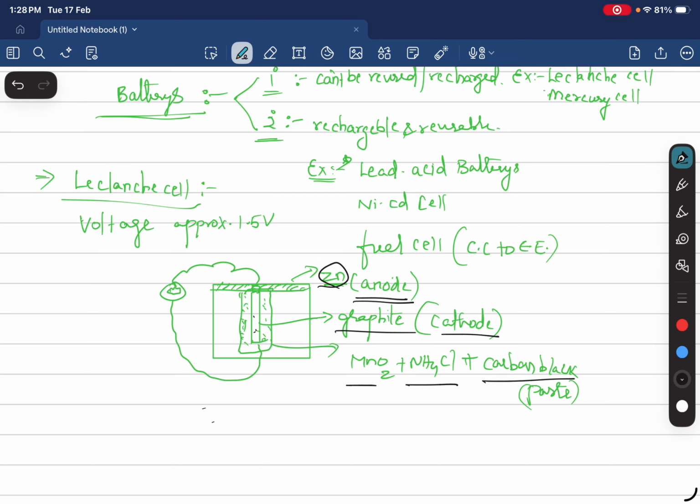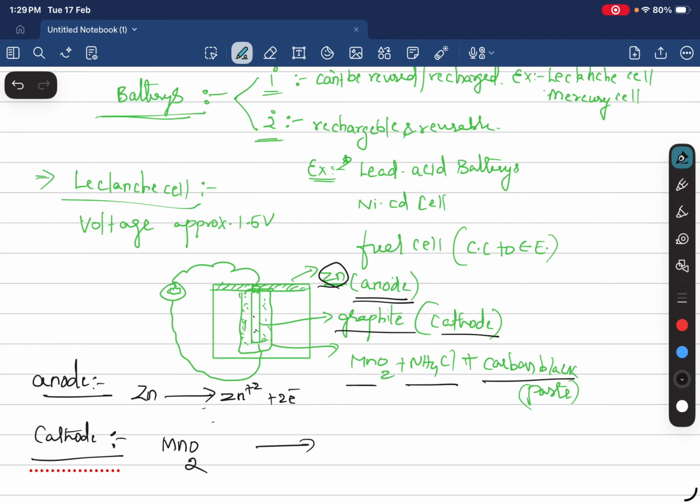And what reactions happen here we can see. So at the anode, Zn is converted into Zn²⁺, it undergoes oxidation. And at the cathode, MnO2 is converted into MnOOH.